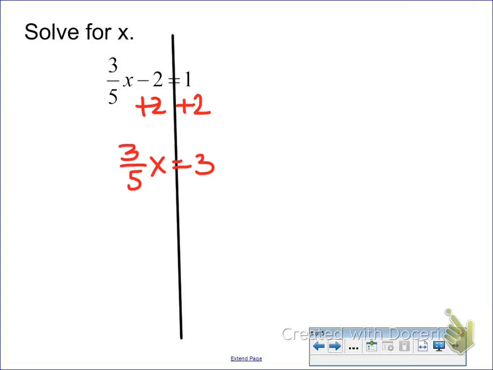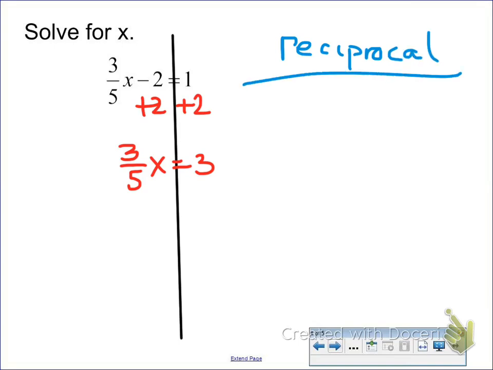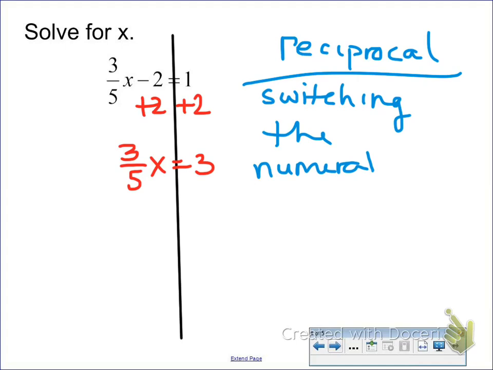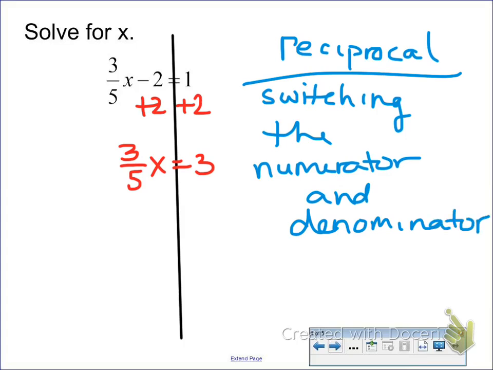What we want to understand about this is that you could here divide by 3/5, but that can get messy in your calculator if you don't press the correct buttons. So another thing that you can do is you can multiply by the reciprocal. Okay, and the reciprocal is just switching the numerator and denominator. So if I want to multiply by the reciprocal to get rid of this 3/5, I'm going to multiply both sides by 5/3.